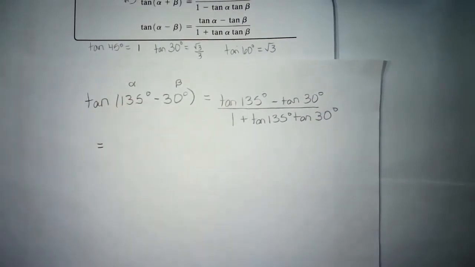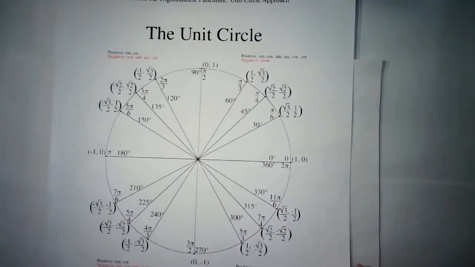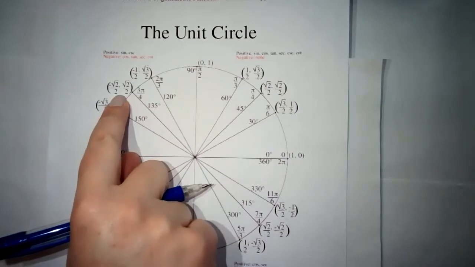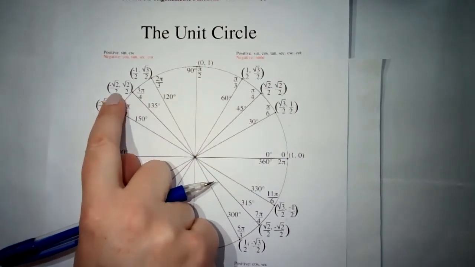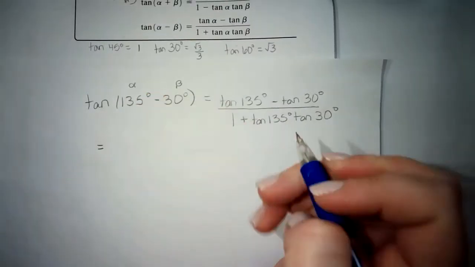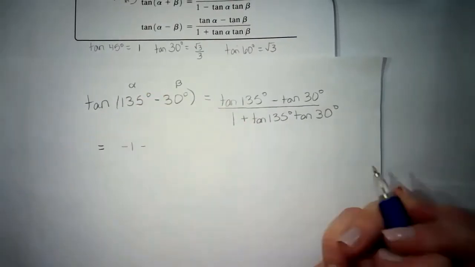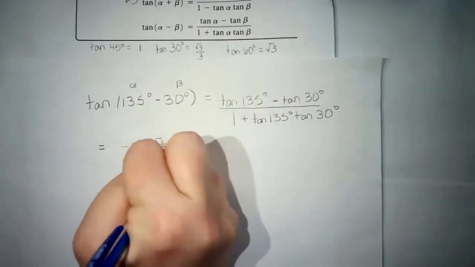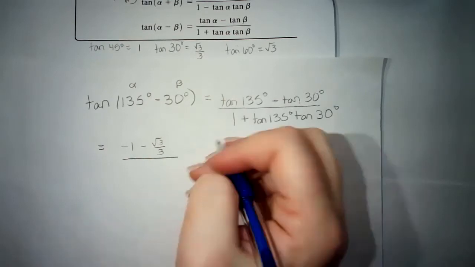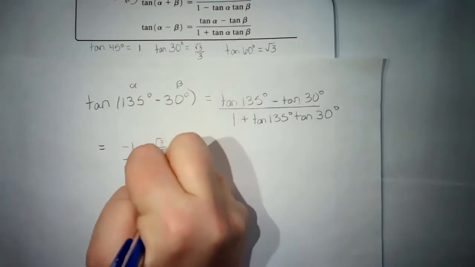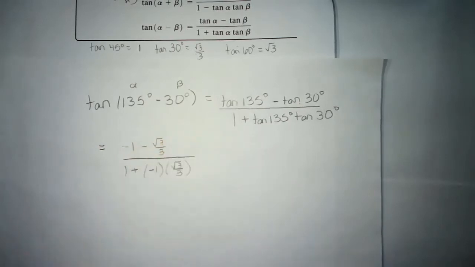All right, well, we go to our unit circle. I'm looking for 135. That's right here, second quadrant. So when I form tangent with y over x, I'm going to get a -1 this time, okay? So -1 minus tan of 30, we already worked out was this root of 3 over 3 situation, okay? Then I'm going to have 1 plus a -1 times a root of 3 over 3. And there we go.